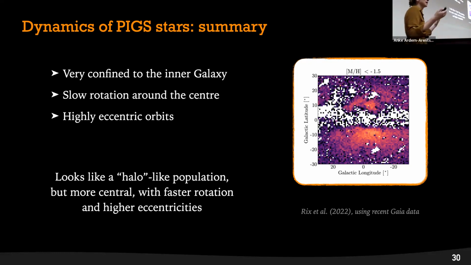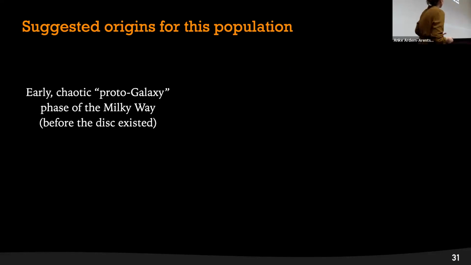So overall, this population looks like a halo population, but more central, with faster rotation than the rest of the halo, and also with higher eccentricities. So it's similar, but there are also some differences. Then what are the suggested origins of this population? We think that it's the early chaotic proto-galaxy phase of the Milky Way that we're seeing. This is before the disk existed, when the first large building blocks came in to build this population.